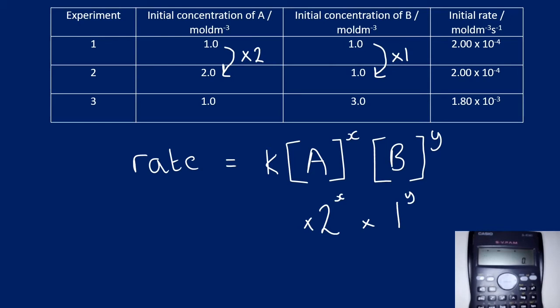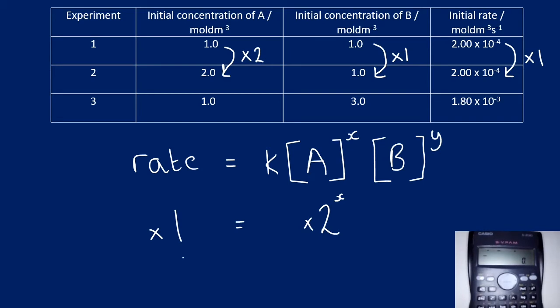Now 1 to the power of 0, or 1 to the power of 1, or 1 to the power of 2, they're all going to be 1. 1 to the power of anything is just 1. So I can remove this, which is why I'm comparing two experiments where the concentration of one of them doesn't change. That's essential. We've got to pick two experiments where the concentration of one of them doesn't change. And what happens to the rate when we compare experiments 1 and 2? Well, nothing. The rate is just the same.